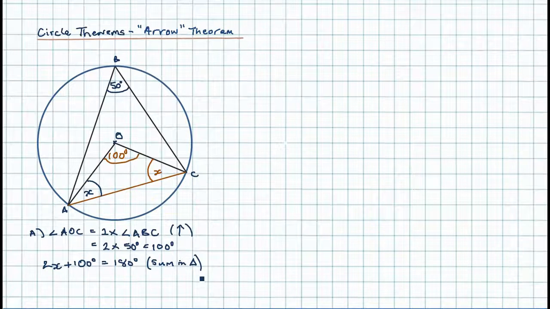So 2x plus 100 equals 180. If we subtract 100 from both sides, we get 2x equals 180 minus 100, which is 80. So x, both of these angles at the bottom, x must equal 40.